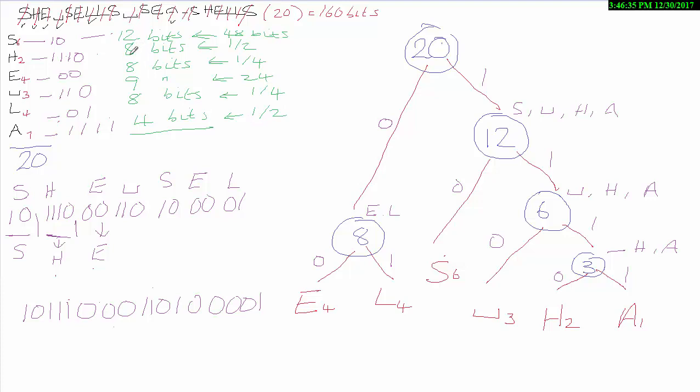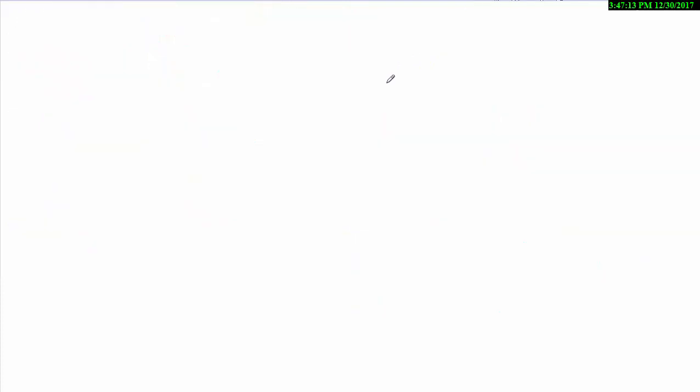Now add these up, and that's 28, 37, 45, 49 bits. So 49 bits instead of 160. So down from 160. So hopefully that gives you a good idea of how to do Huffman coding. Why don't you have a go now? I'm going to put learn and learn it well.